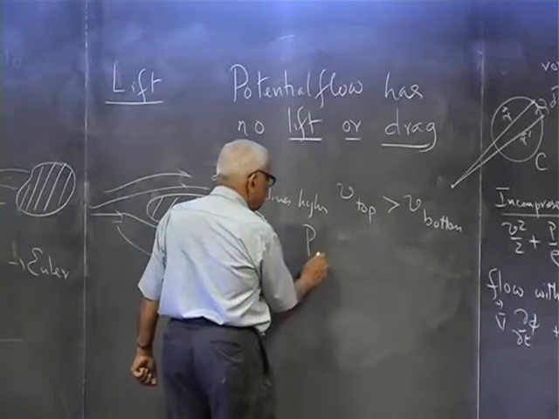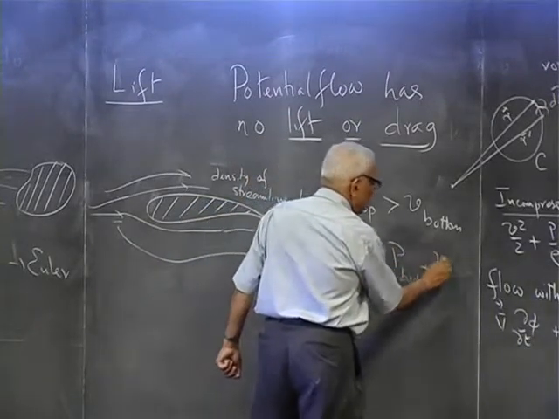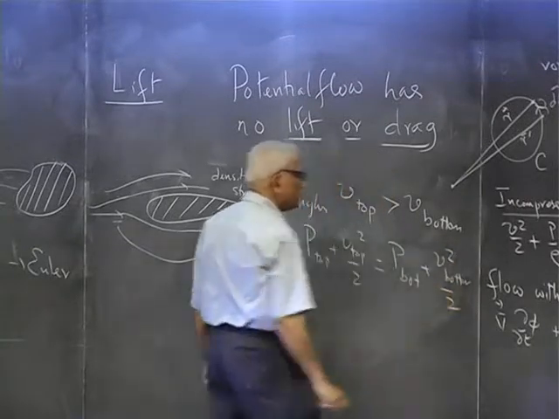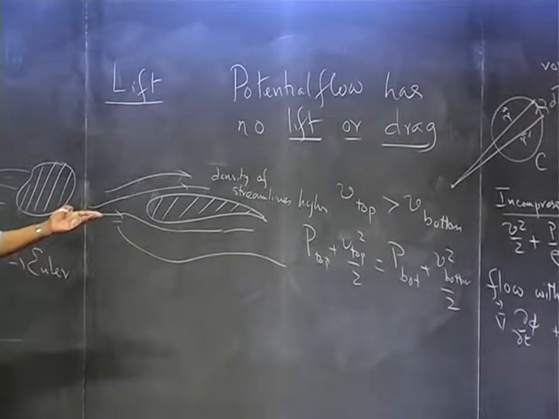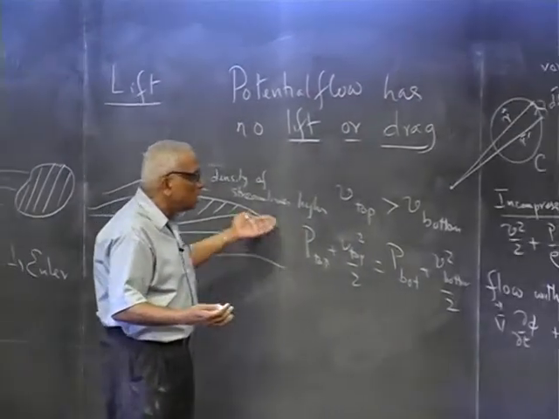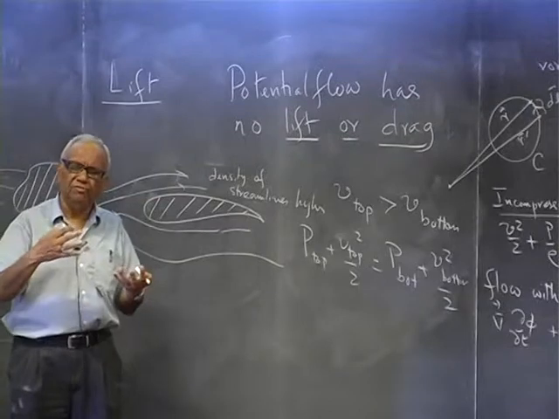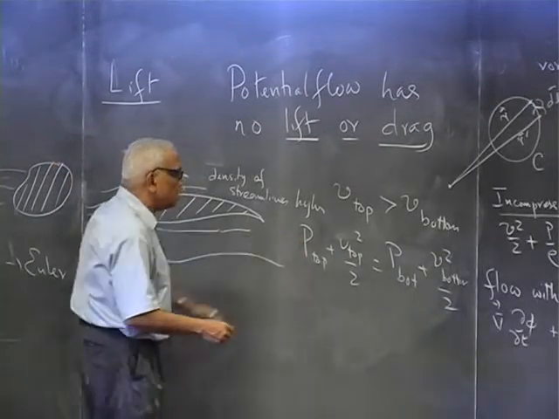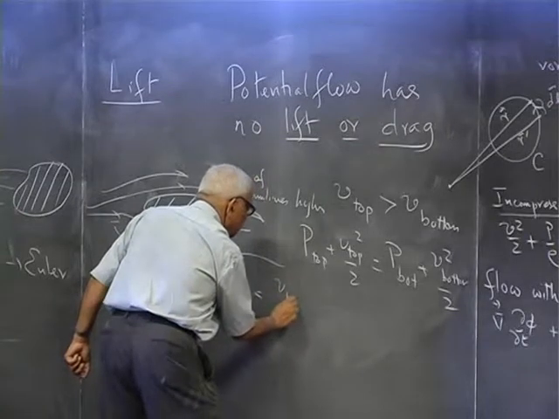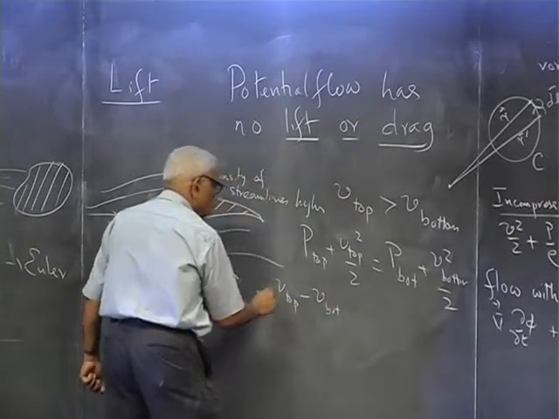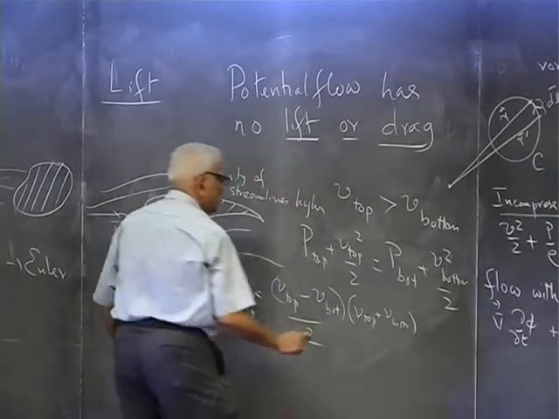And then you say that P top plus V top squared by 2 is equal to P bottom plus V bottom squared by 2. I mean, that's the statement. Now, look at it, this statement can only be made if it is constant everywhere. So it's an irrotational flow, then, if it is constant everywhere. And then it is certainly true. And then you can get P bottom minus P top is equal to V top minus V bottom into V top plus V bottom divided by 2.